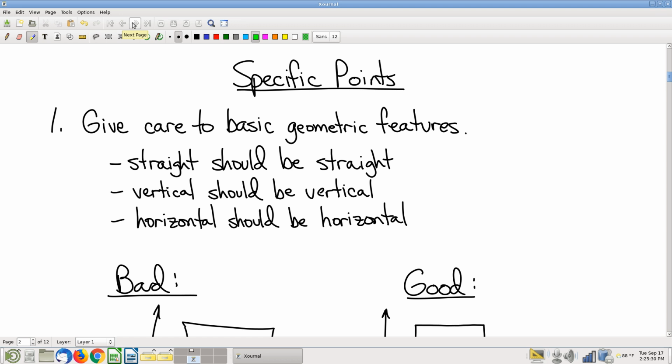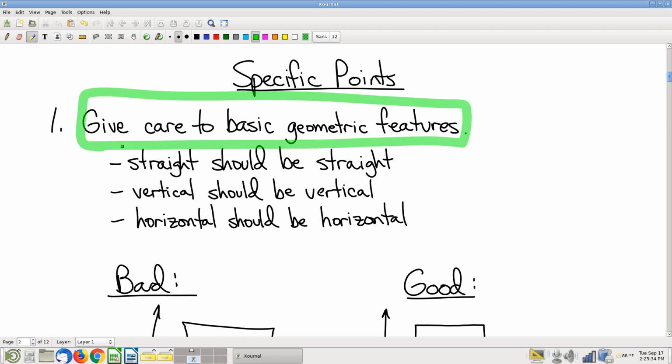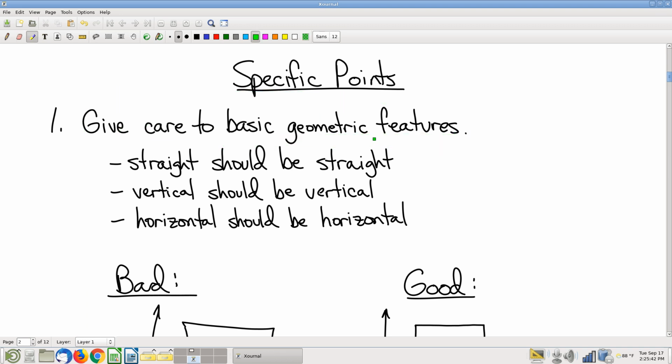First example I want to talk about, and this is sort of an obvious one, I suppose: basic geometric features. Be careful, right? Pay attention to obvious points. So, for example, if you're trying to represent a straight line, represent your straight line with a line that is reasonably straight. Likewise, if you want to make a vertical line, make sure it looks reasonably vertical, and likewise, horizontal should be horizontal. This can make a big difference.